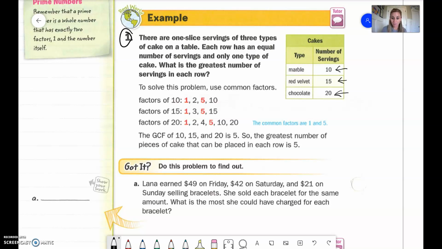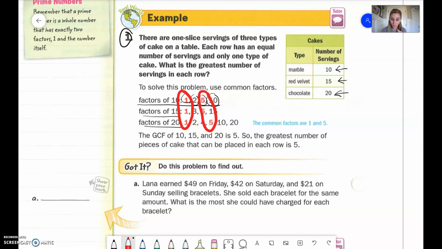So let's talk about factors. The factors of 10. Notice they've listed the factors of 10 are 1, 2, 5, and 10. Okay, because 1 times 10 is 10, 2 times 5 is 10. They listed the factors of 15, and they listed the factors of 20. Now, notice what they did in this red area right here. You see that they have circled numbers that they have in common. So every single one of these rows of the factors of 10, the factors of 15, and the factors of 20 all have the common factor of 1 and 5.